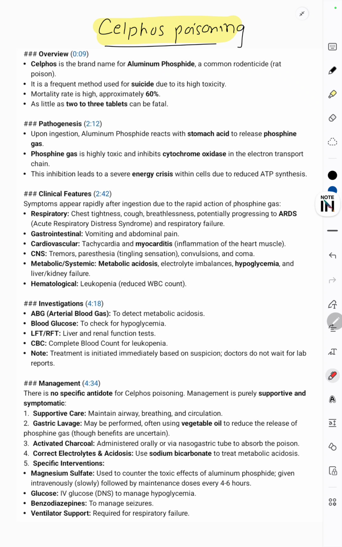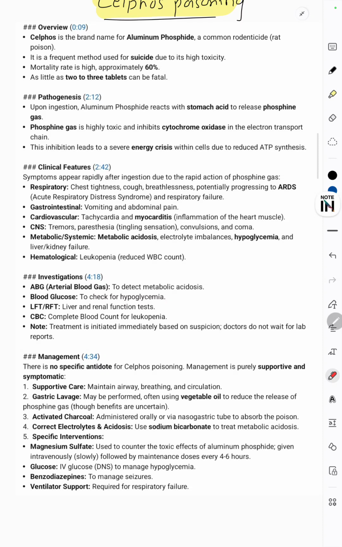Now upon ingestion, this Sulfas gets converted into phosphine gas, and this phosphine gas is highly toxic in nature. It is going to inhibit the cytochrome C oxidase in the electron transport chain, because of which a severe energy deficit is seen, an ATP crisis.